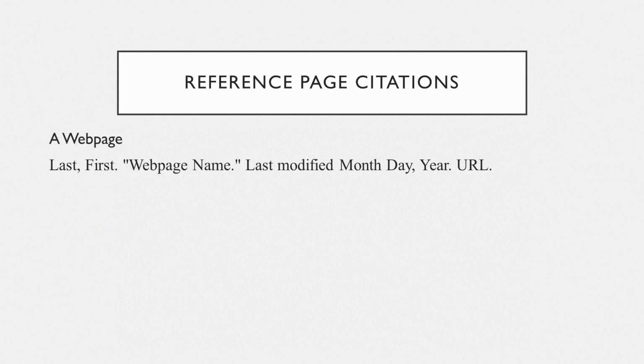The last type of common citation is an article from an internet site. Include the author's last name, a comma, and their first name. The next element is the web page name, which should be put in quotation marks. Then, type "last modified" and include the date of the most recent modification in month, day, year format. Finally, add the website's URL.